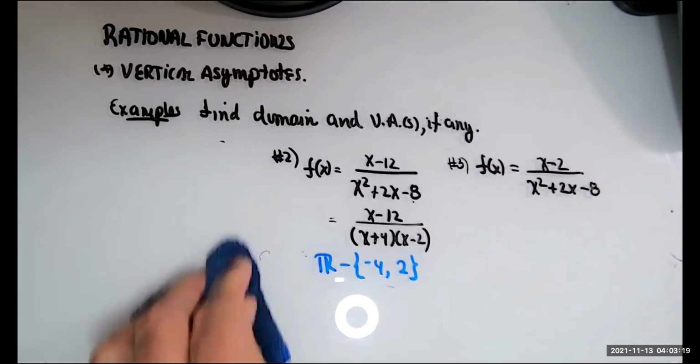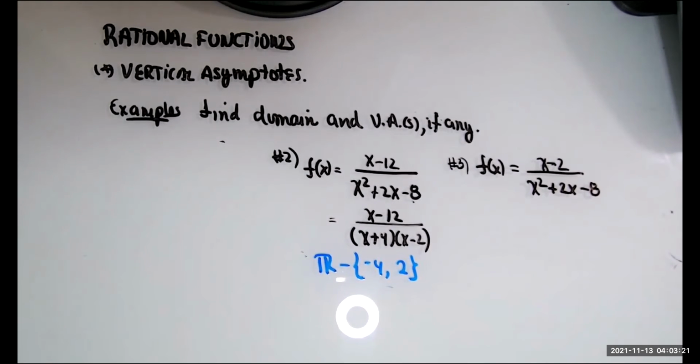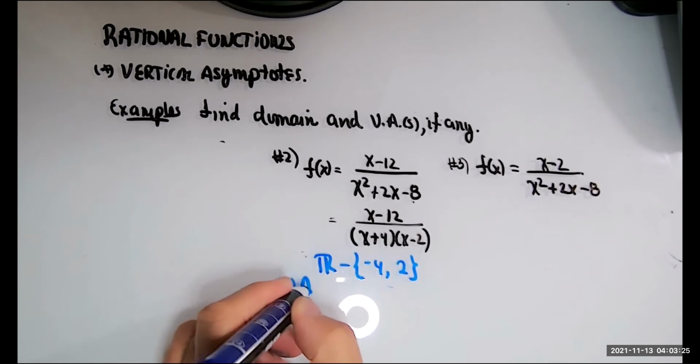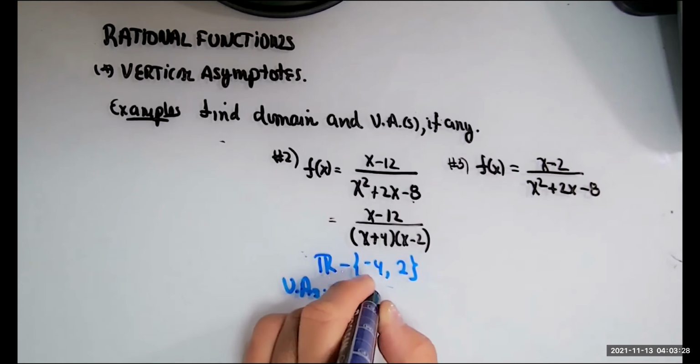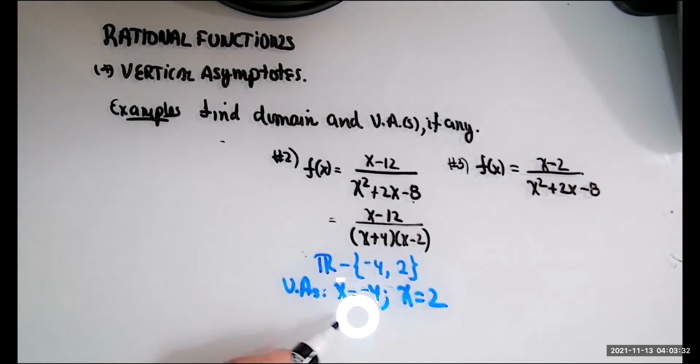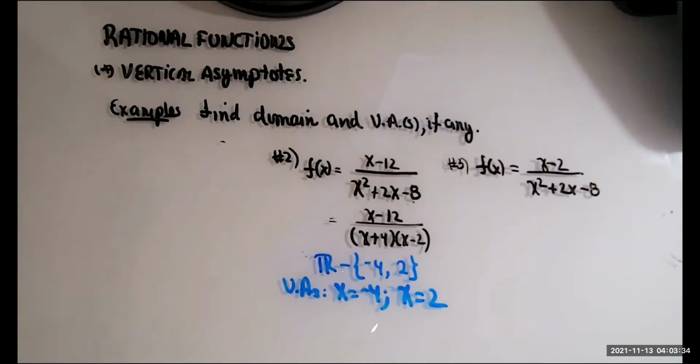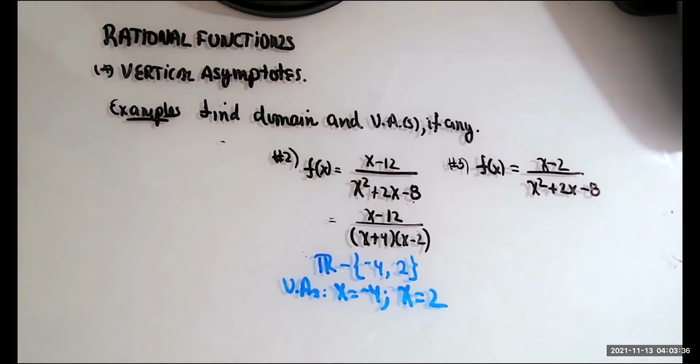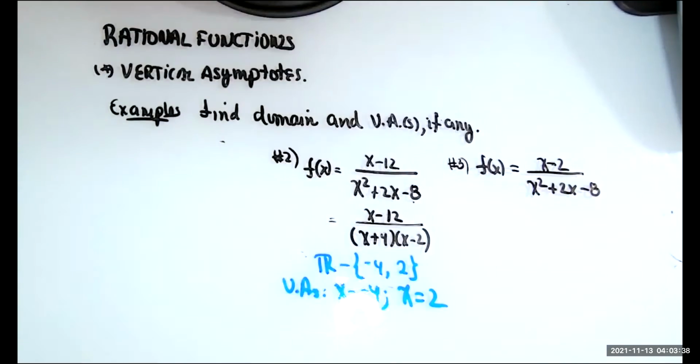Last but not least, oh wait, I forgot about writing here. So the VAs would be x equals -4, x equals 2. So two vertical asymptotes, one at x equals -4, the other one at x equals 2.